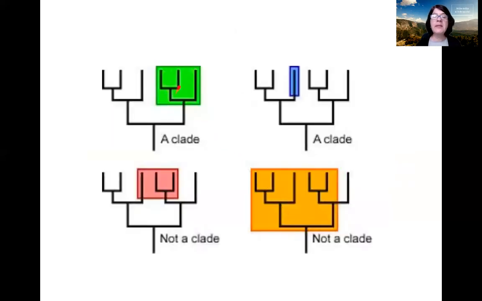So here are some examples of a clade and not a clade. A is not a clade right here because it's only one descendant and not an ancestor. Here we have a common ancestor and two descendants, but also a descendant from a different common ancestor, so it's also not a clade. This one is also not a clade because it is missing one of the descendants. If that orange were to include the last part here, it would be considered a clade.